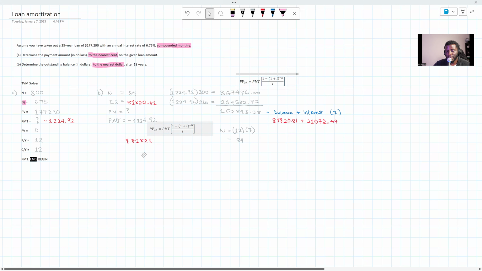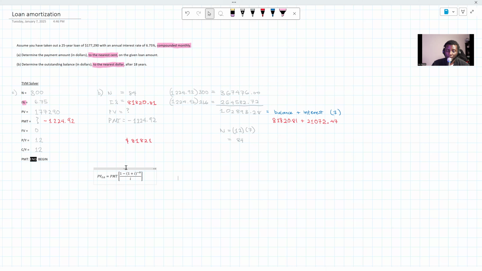If you do not have a TI-84, then you can always solve it using the formula of an ordinary annuity. So we're looking for the present value of an ordinary annuity. An annuity is ordinary if we're making the payments at the end of each period. It would be an annuity due if we paid at the start of the period.